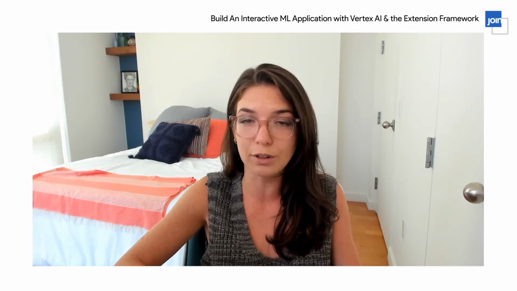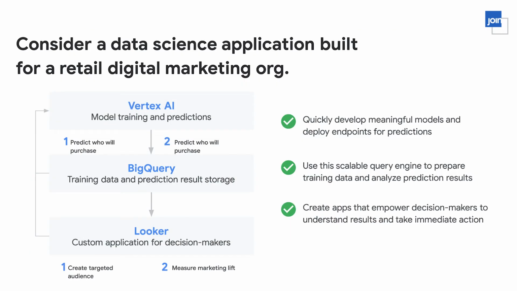So now let's talk about how to actually build this model. To build a machine learning application, we can use different components of the Google Cloud data analytics and data science workflows. First off, we're going to use Vertex AI to actually create our machine learning models. Let's pretend that we're working for a digital marketing agency or a digital marketing team within an e-commerce department. We'll use Vertex AI to train two different machine learning models. First of all, we can use a classification model to predict whether or not a user is going to purchase an item if they see an advertisement.